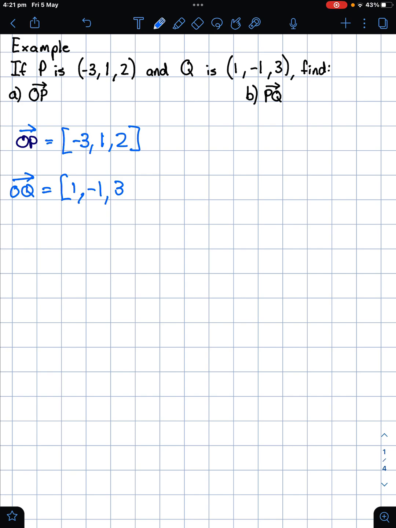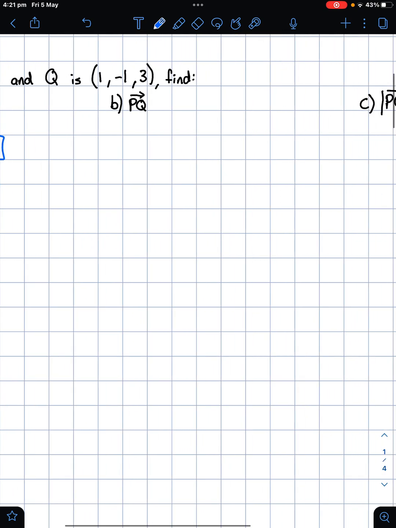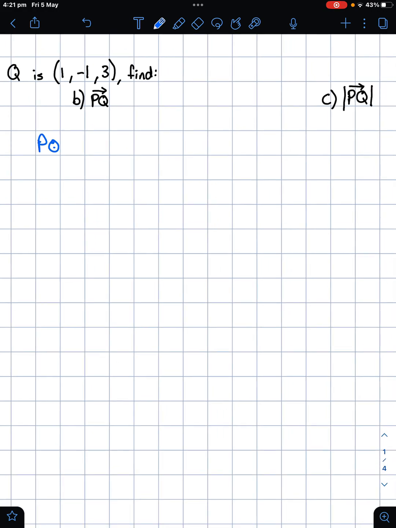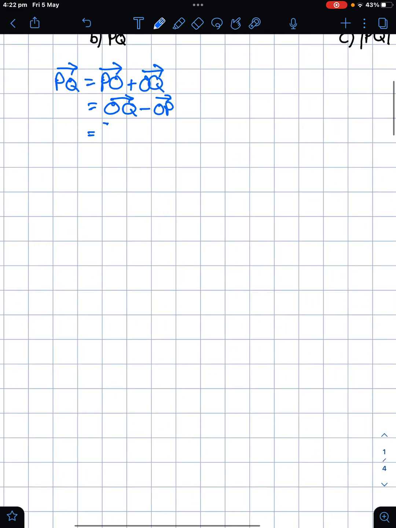So we've got them there. Okay, I missed the bracket. Then we've got to find PQ. So we should go P to Q. If I'm going to remember this off the top of my head, this is going to be P to O plus O to Q, which would equal O to Q minus, because we need to swap these around, O to P, which we have.